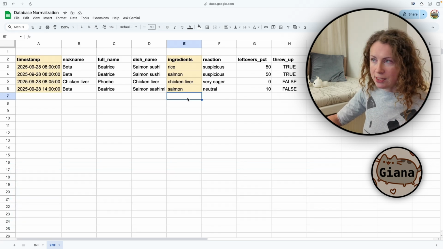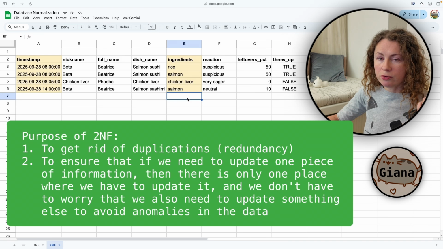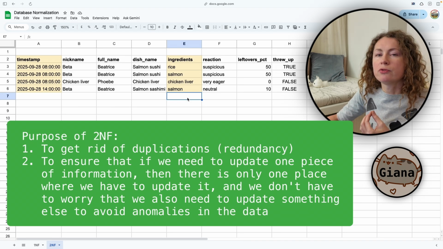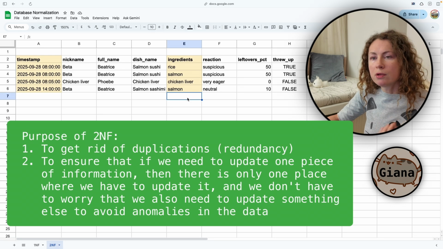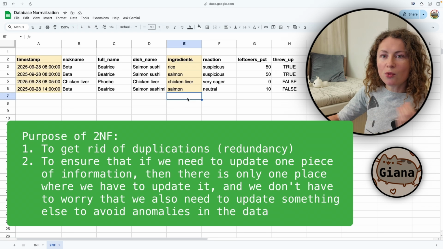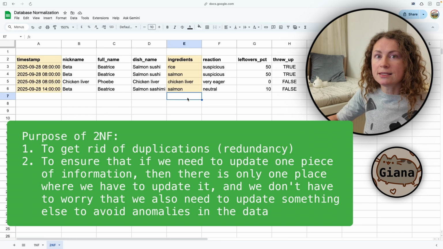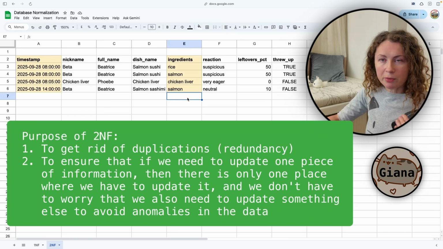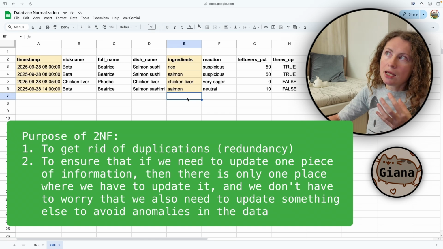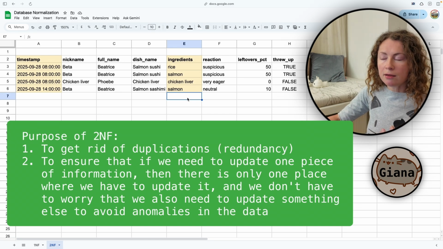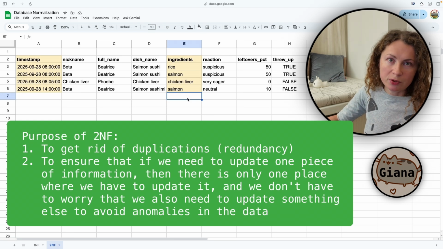So the purpose of the second normal form is to get rid of data duplication or redundancy, and to ensure that if we need to update one piece of information, then there is only one place where we have to update it, and we don't need to worry that we also need to update something else somewhere else, in order to avoid anomalies in the data. These two are basically the same thing. The redundancy is a simple way to see the problem, and the why behind it is that we don't cause anomalies when we update data.